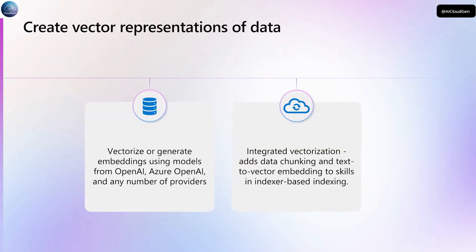So how do you vectorize the data? Either you can generate embeddings using the models from OpenAI, Azure OpenAI, or other providers, which will give you the vector representations of your data. And also you can do integrated vectorization, which is basically adding data chunking or text to vector embedding skills as part of your Azure AI Search. So Azure AI Search also provides the ability for you to do vectorization and also store the data inside there.